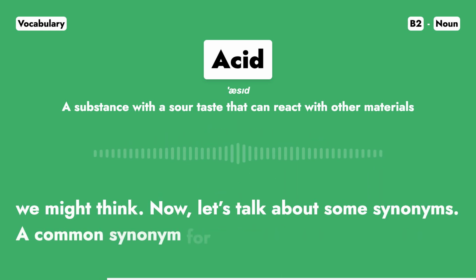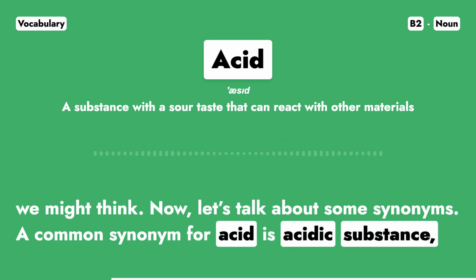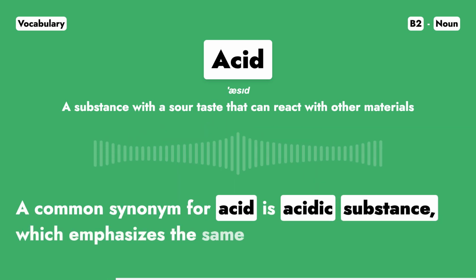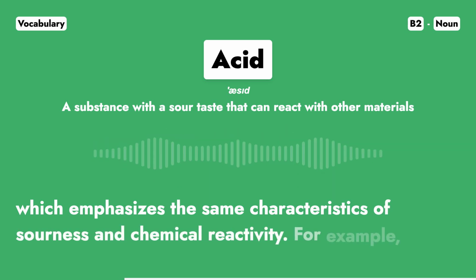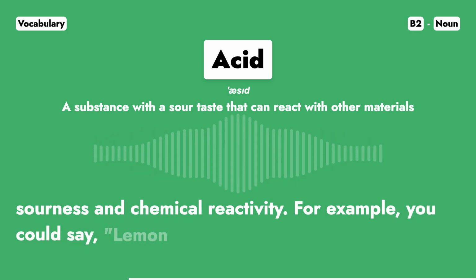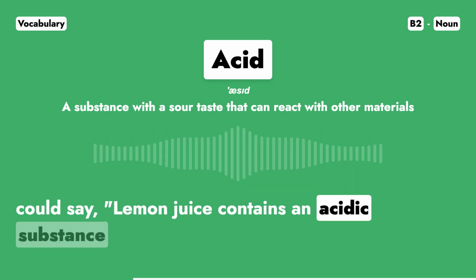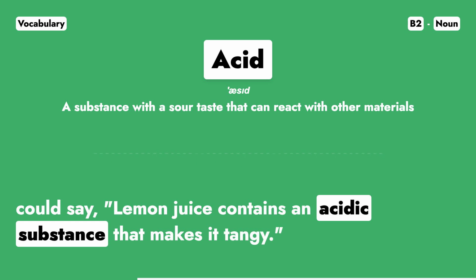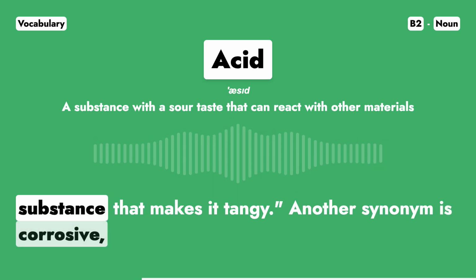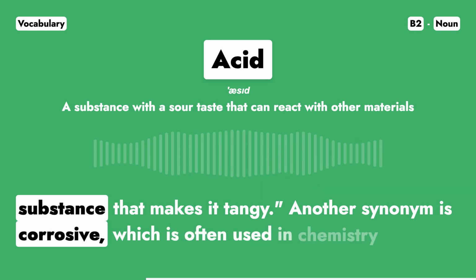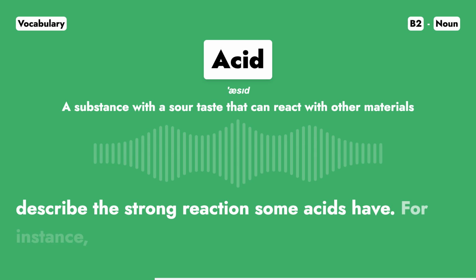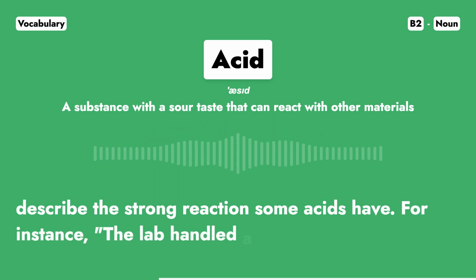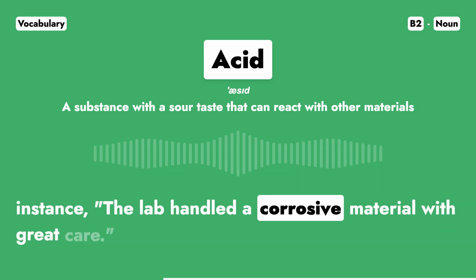A common synonym for acid is acidic substance, which emphasizes the same characteristics of sourness and chemical reactivity. For example, you could say, lemon juice contains an acidic substance that makes it tangy. Another synonym is corrosive, which is often used in chemistry to describe the strong reaction some acids have. For instance, the lab handled a corrosive material with great care.